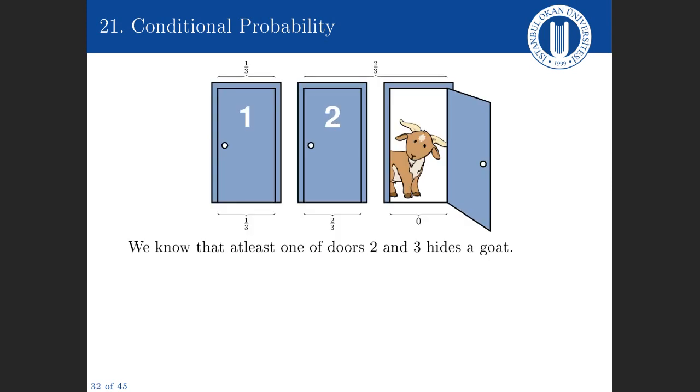But remember, we know that at least one of door number two and door number three hides a goat. When the host opens a door and he shows us a goat, he doesn't tell us any information that we didn't already know, because we already knew that at least one of these doors has a goat.